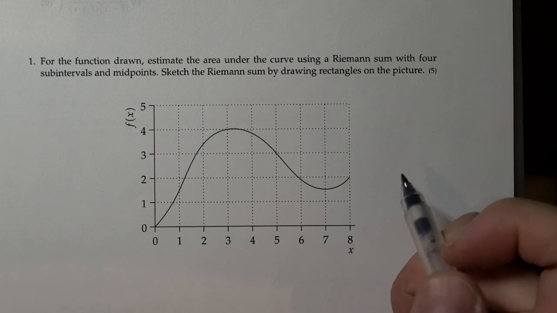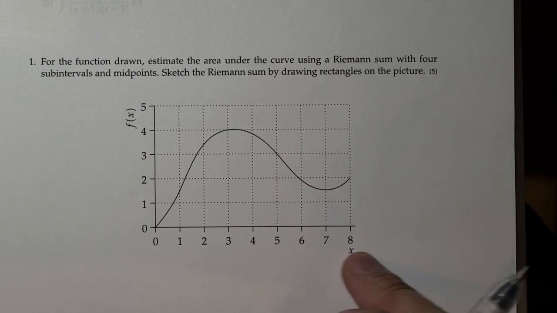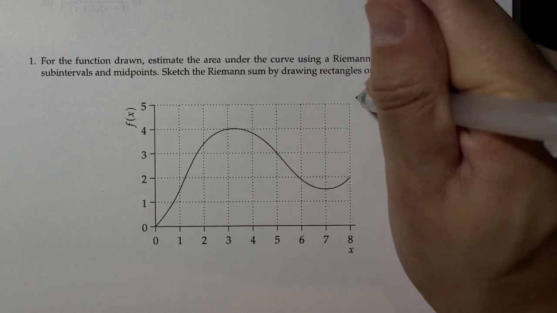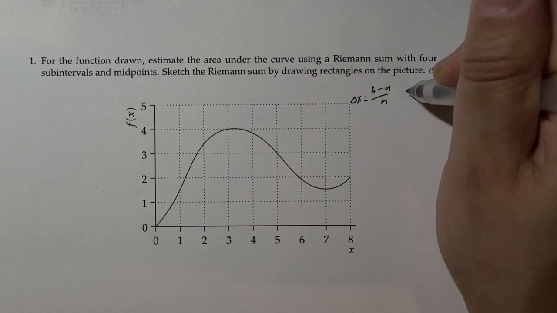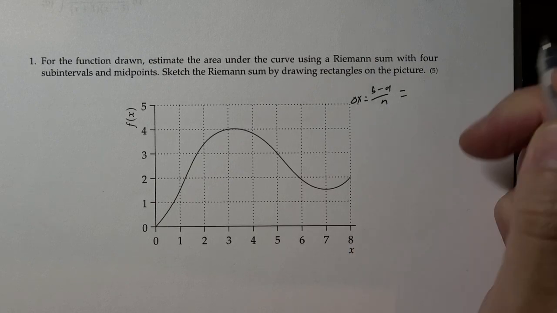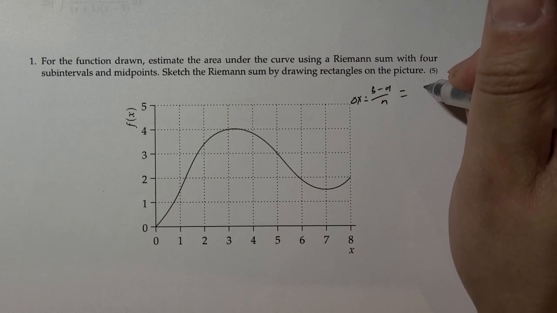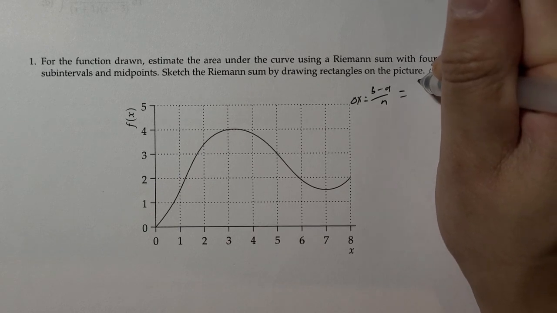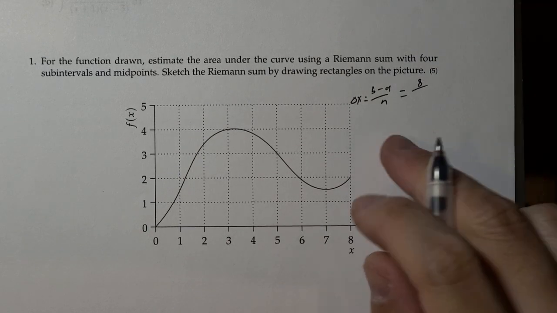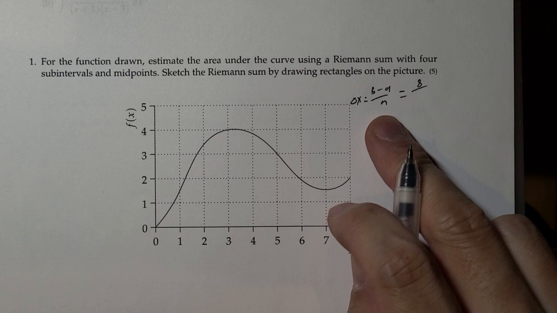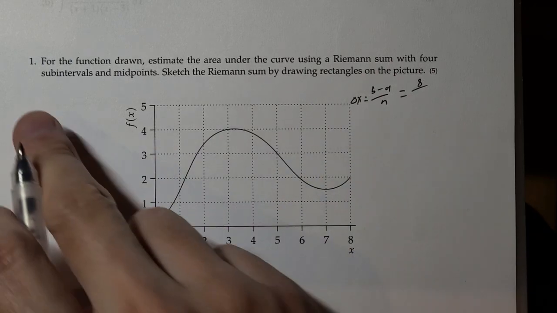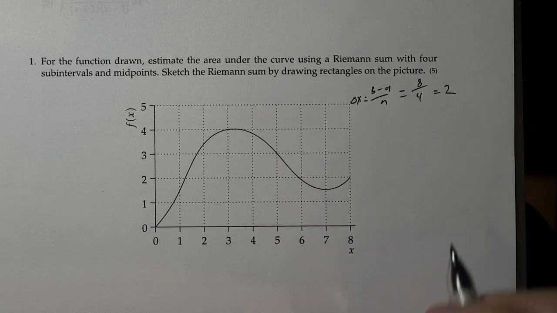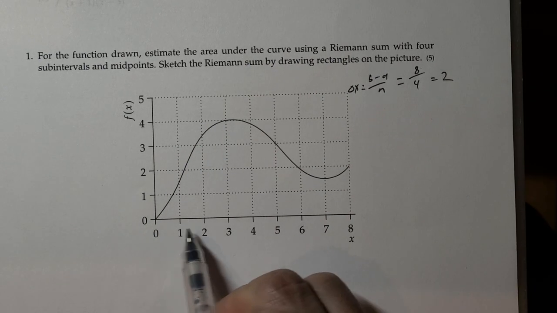Okay, so the width of the rectangle, remember how we get that? That's b minus a over n. That's our delta x. Okay, delta x is the width of our rectangle. B is 8, a is 0, and n is the number of rectangles or subintervals, so 4 rectangles. So each rectangle would have width of 2.